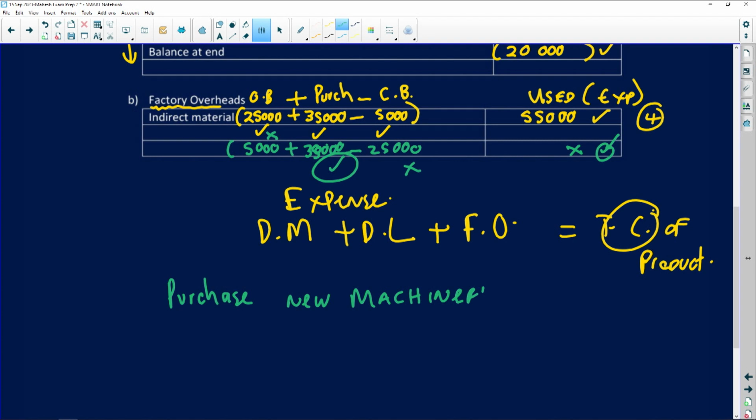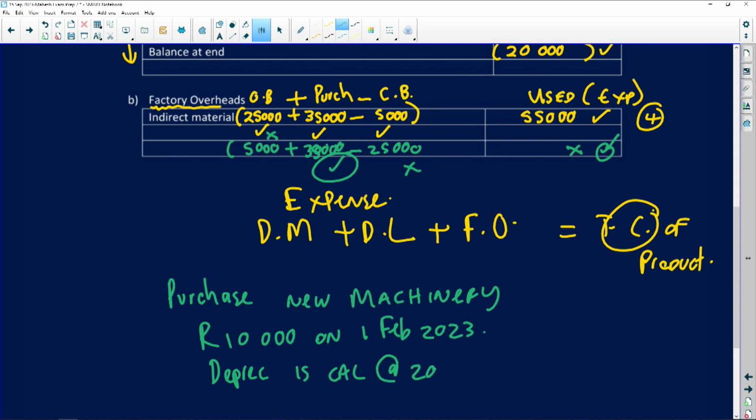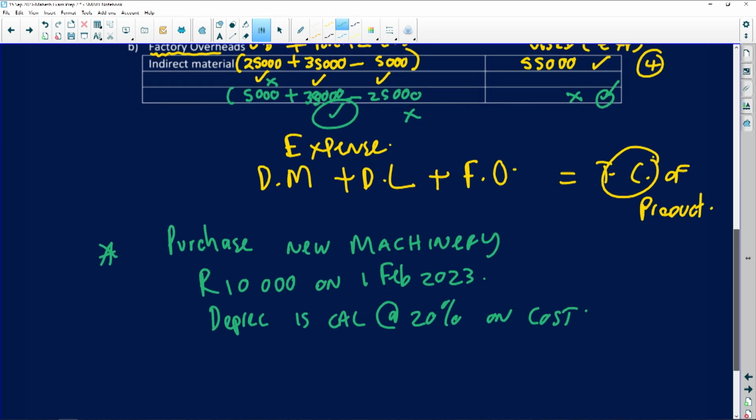Okay, so new machinery for an amount of 10,000 Rand, on, let's quickly make up a date, on the 1st of Feb 2023, and then they also tell you depreciation is calculated at 20% on cost. Right, so this is a year-end adjustment that is given to you.